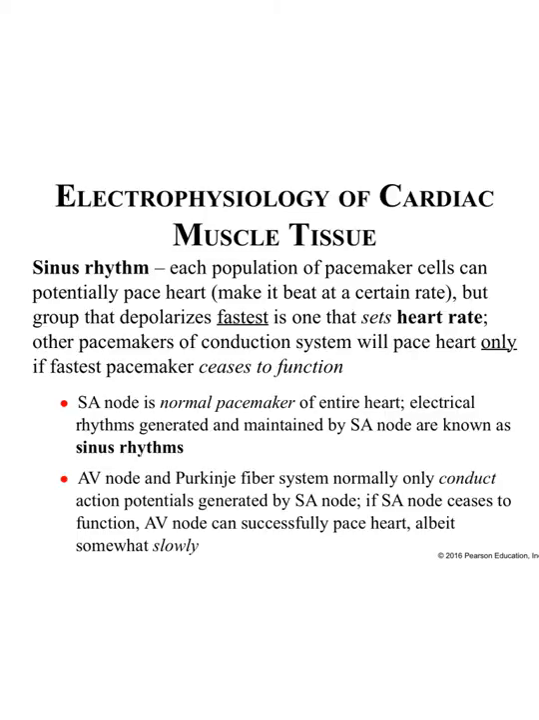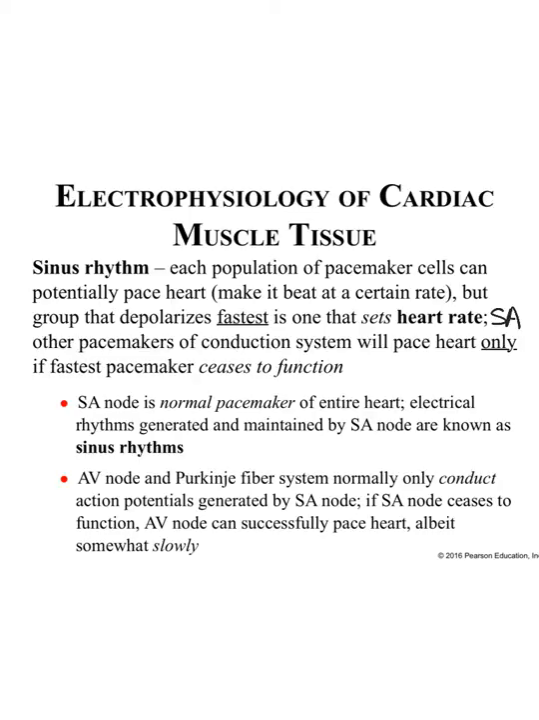So essentially, each population of pacemaker cells can potentially start the cycle. However, again, the SA node typically does that. The group that depolarizes the fastest is the one that sets the heart rate. So that's why it's the SA node. The other pacemaker cells will basically just pass the signal along. The AV node will also do the small delay. However, if something happens to the SA node, then they can take over and set the rhythm.